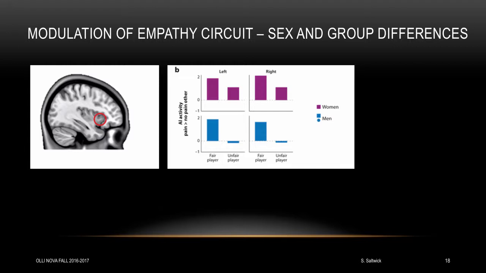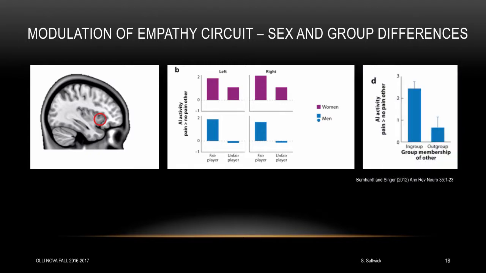Now it turns out that females are highly empathetic, and that's shown with the purple bars in the top half of this diagram. They're less empathetic for the unfair player, but compare that to the males. The males are positively revengeful. Males have no empathy for an unfair player. In fact, they want to punish them.